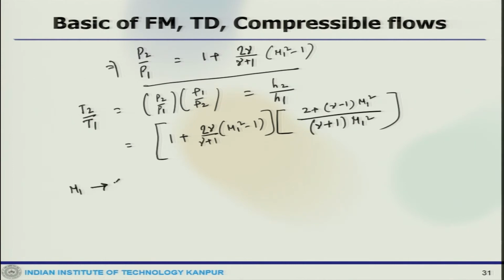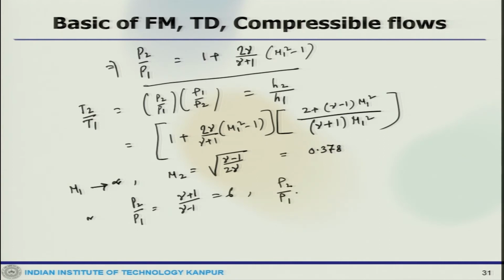So, when m tends to infinity, m 2 would be gamma minus 1 by 2 gamma, which is 0.378, or P 2 by P 1 would be gamma plus 1 by gamma minus 1, which is 6. Rho 2 by rho 1 would be infinity, T 2 by T 1 is also infinity.